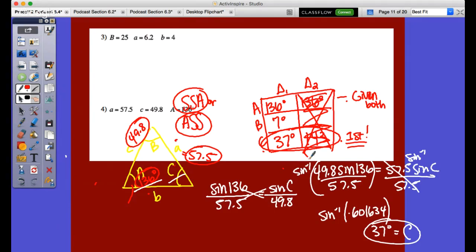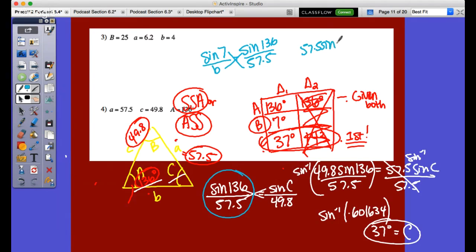But there is this idea of what am I still missing? With one triangle still out there, I need to solve for the side of B one more time. So we would put this, I'll put it in blue here. So I would say, all right, sine of 7 over little b equals, and we'll pull this back from earlier, sine of 136 over 57.5. We could cross multiply to get 57.5 sine of 7 equals b sine of 136. Divide by sine of 136 here.